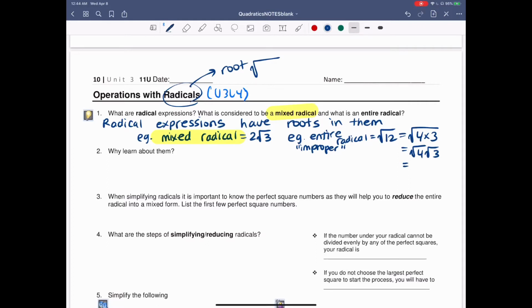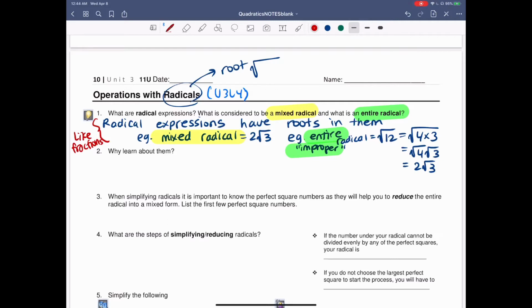Well, can this be simplified to a mixed radical? It can. The square root of 4 is 2. And so as a mixed radical, it is written as 2 square root 3. Notice that as we're talking about these mixed radicals and improper radicals, or entire radicals, they do remind us of fractions.